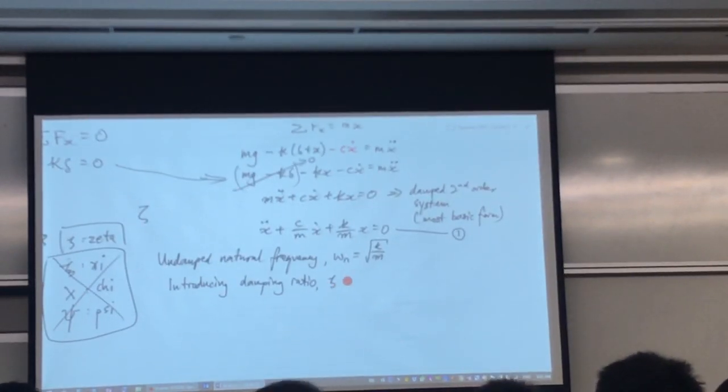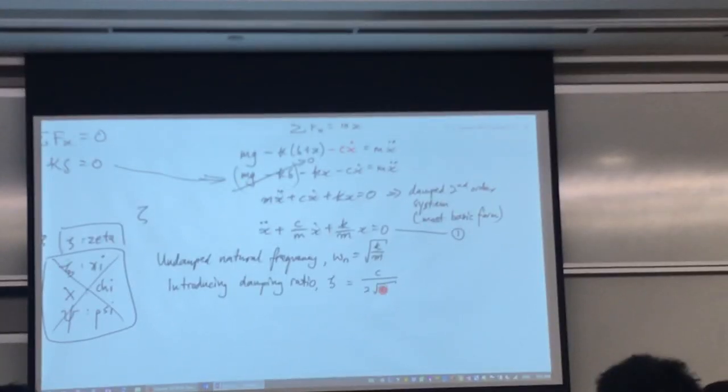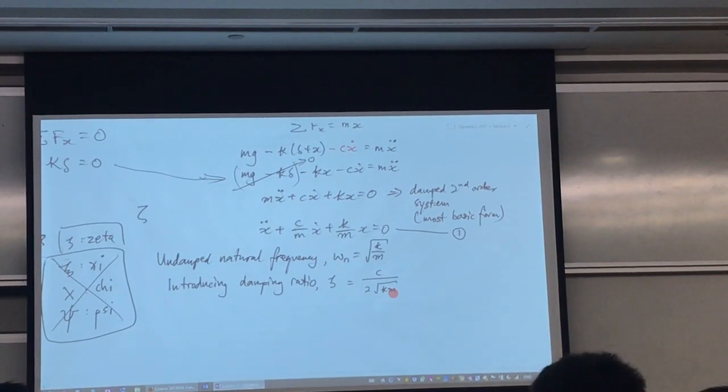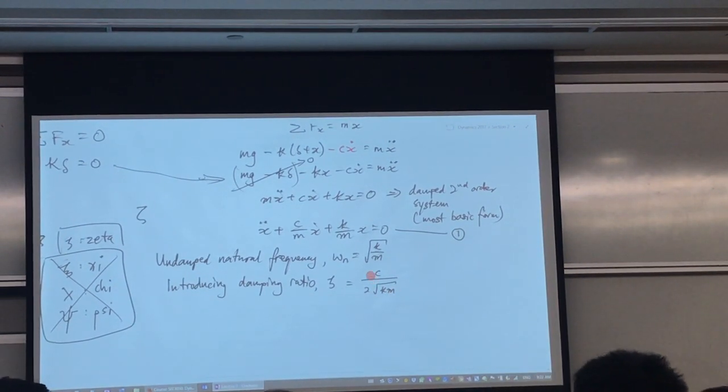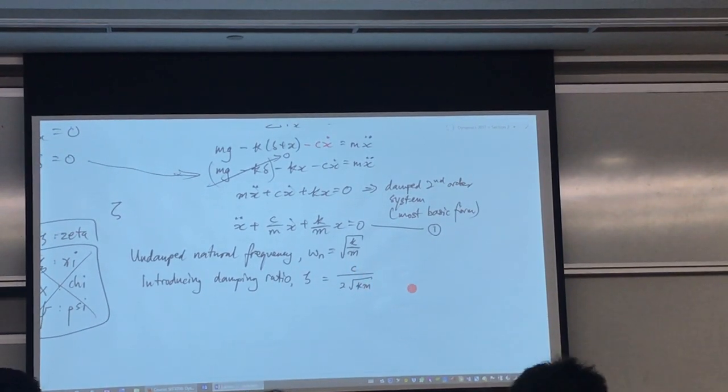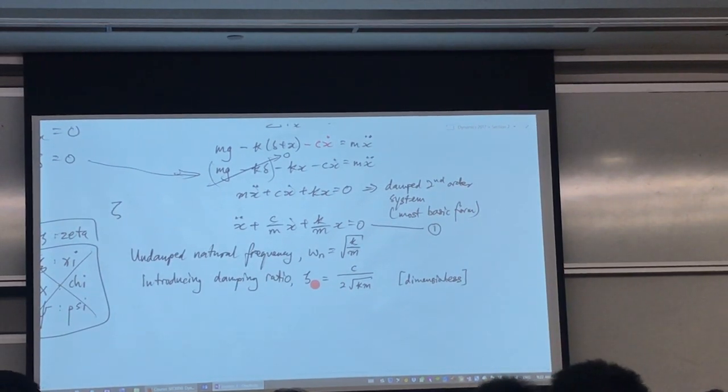So this damping ratio, for now, I'll introduce it in the following equation: C over 2 square root km. Why is it in this form? Well, actually, if you put in all the units, you'll find that this damping ratio is dimensionless. It's going to tell us a property later on. So for now, this is the definition.